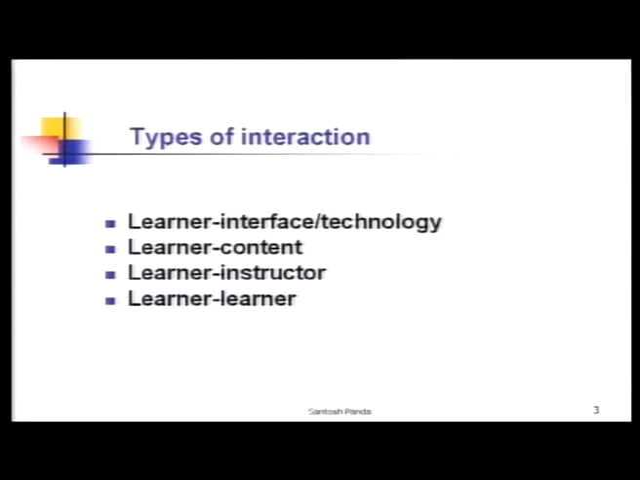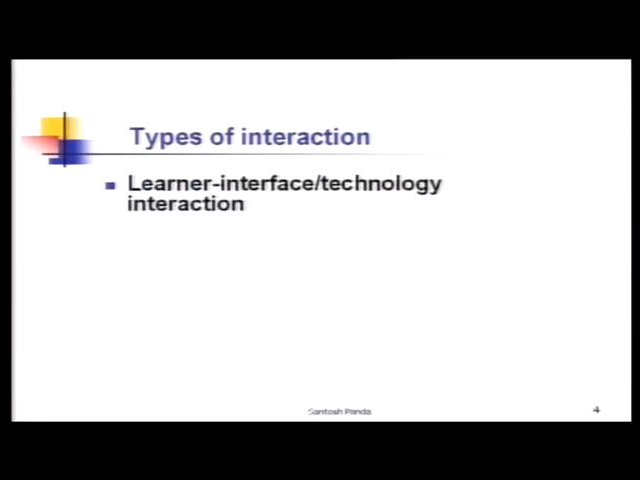The types of interaction I have listed are 4, and basically there are 4 interaction types. There could be many more sub-interaction groups that one could consider while designing an online learning environment, online learning resources, and teaching and learning. One is learner interface or learner technology interaction. 2, the learner content interaction. 3, learner instructor or the facilitator or the online mentor or the tutor interaction. And finally, learner learner interaction.